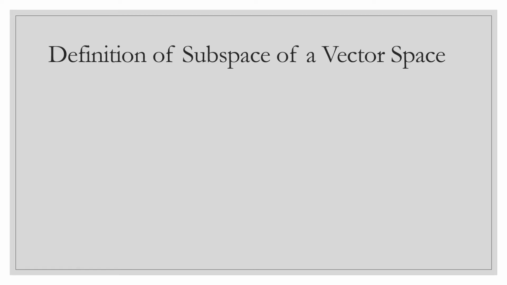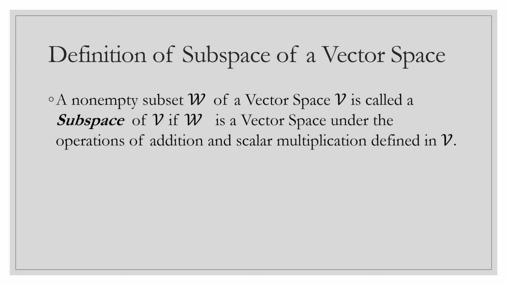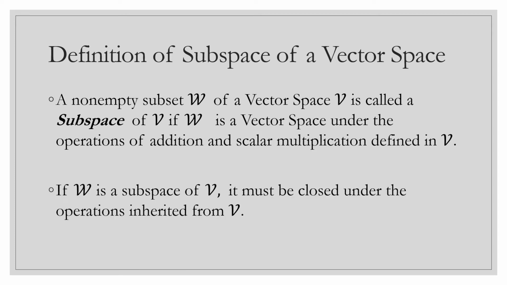The definition of a subspace of a vector space is that a non-empty subset W of a vector space V is called a subspace if it satisfies all the rules of operations. In a vector space, if we have addition and multiplication, this must satisfy those rules. And also the subspace W must be closed under the operations which are inherited from V. It can be vector addition, vector multiplication, or ordinary addition, ordinary multiplication. So this should satisfy all those rules.